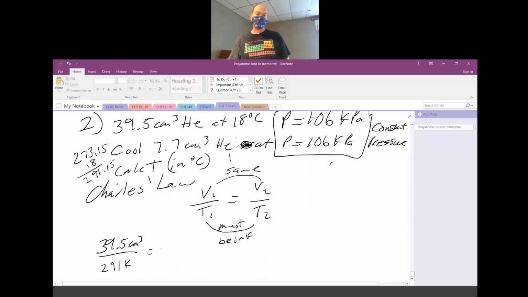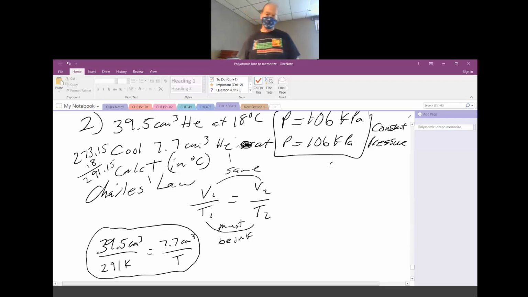All right, and then volume 2, 7.7 centimeters cubed. And you're looking for your T. All right, and then you have to practice this. You have to be able to solve for this. Some people are not very good at math. If it is multiple choice, you're not going to get any credit. If it is not multiple choice and you set this up, but you can't solve for it, you will get some partial credit. But you need to be able to solve for T and do it correctly every time.